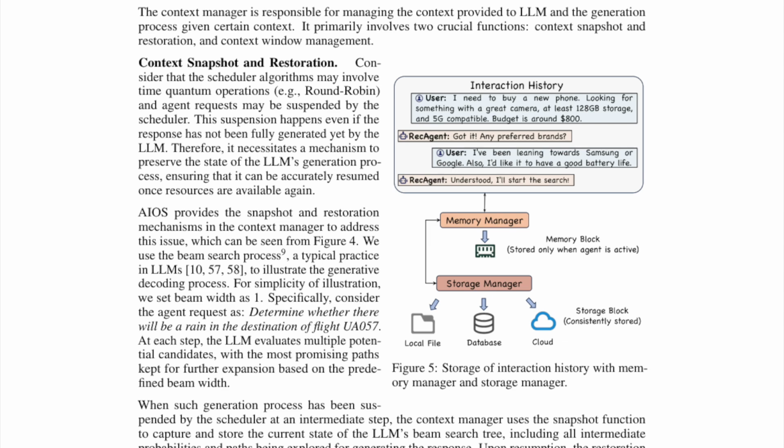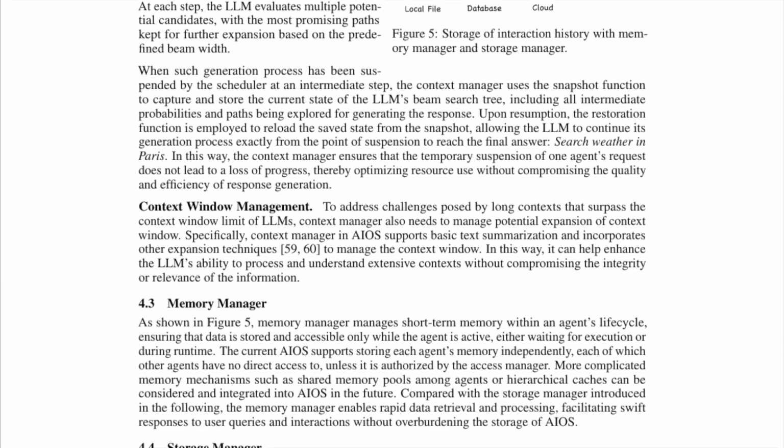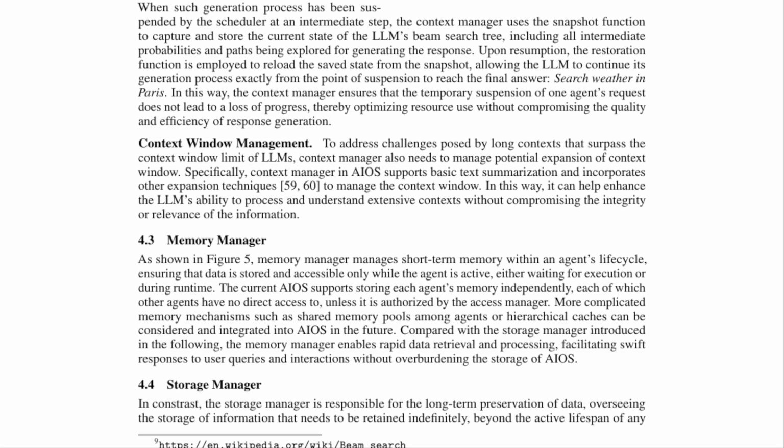the predefined beam width. When such a generation process has been suspended by the scheduler at an intermediate step, the Context Manager uses the snapshot function to capture and store the current state of the LLM's beam search tree, including all intermediate probabilities and paths being explored for generating the response. Upon resumption, the restoration function is employed to reload the saved state from the snapshot, allowing the LLM to continue its generation process exactly from the point of suspension to reach the final answer: search weather in Paris.